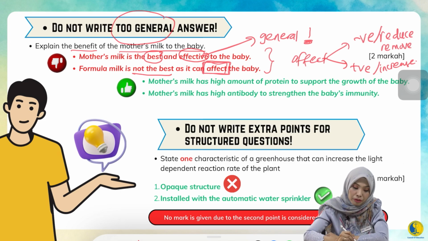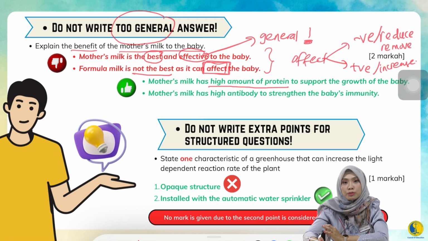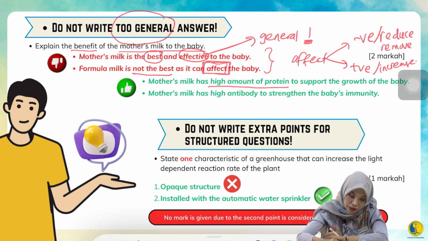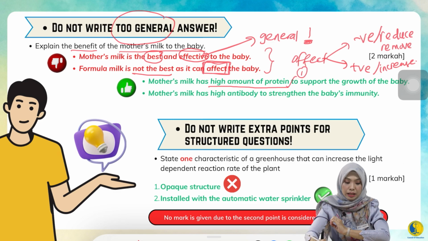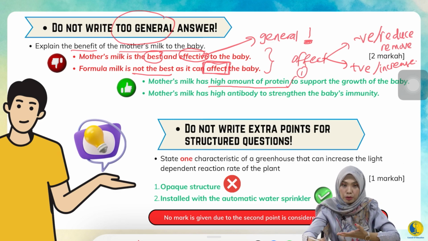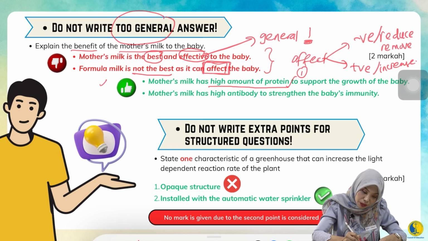So what is a very good sample answer here? Example: explain the benefit of the mother's milk to the baby. The best answer: mother's milk has high amount of protein. This is specific. So this student deserves 1 mark because he or she mentioned a high amount of protein. That means they mention that specific nutrient.